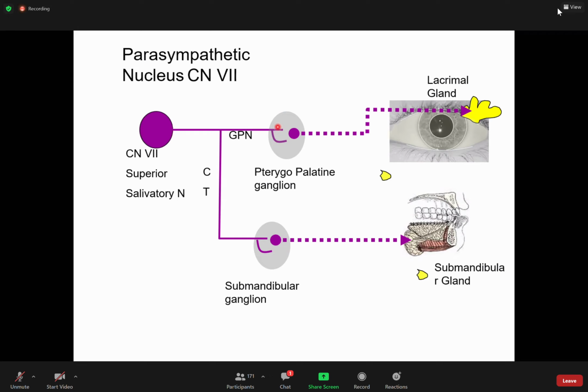So if you have damage to the facial nerve nucleus or the branches which are carrying the parasympathetic supply to these ganglia, it can lead to dry eye as well as decreased salivation, because the facial nerve has a parasympathetic nucleus, which is important in salivation as well as lacrimation.